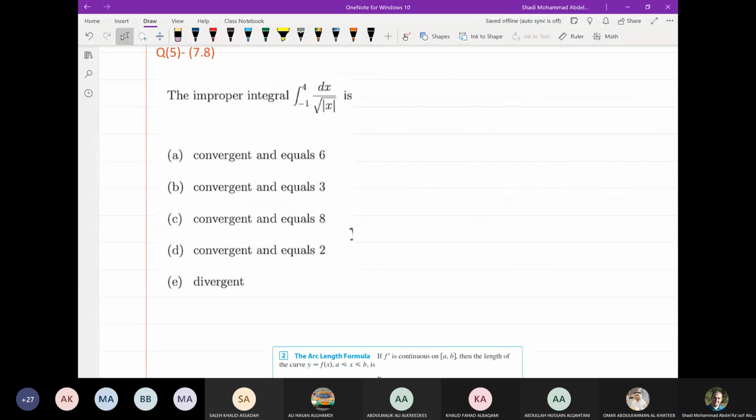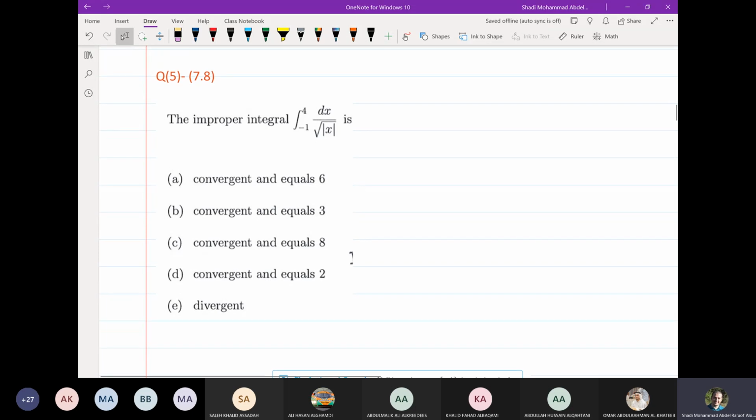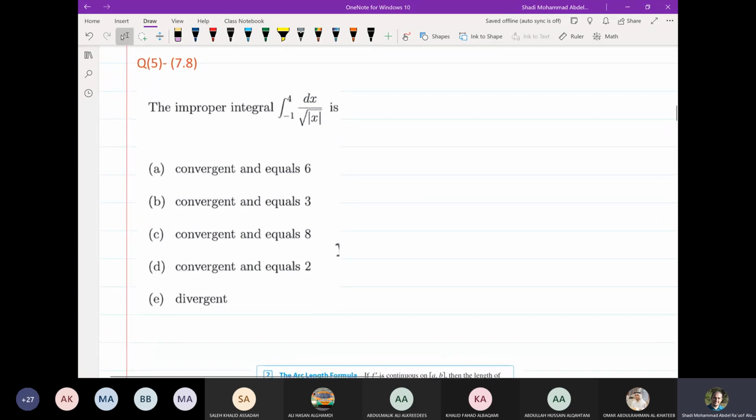Okay. What about question number 5? What do you think, guys? Why is this an improper integral? Because you have zero in the domain. Even in the question, he said it is an improper integral because the function inside is discontinuous at 0. So there is a problem inside here.